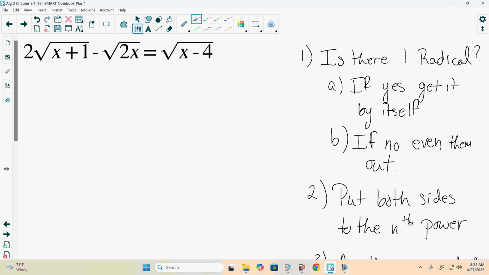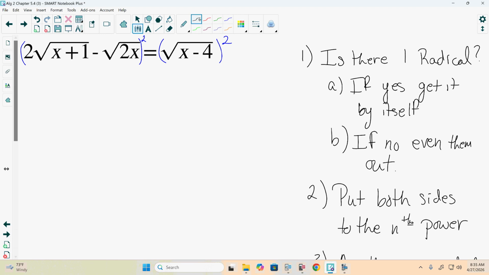Now, as we look at this here, we do have more than one radical. So there is more than one radical, so we need to even them out. And since we have 3, the best we can do is 2 on one side, 1 on the other. So there's not a whole lot of moving that we have to do, moving things from the left to the right. So really, we just go to step 2 and put both sides to the nth power. And because we're dealing with radicals, we're going to put both sides to the second power. We're going to square both sides.